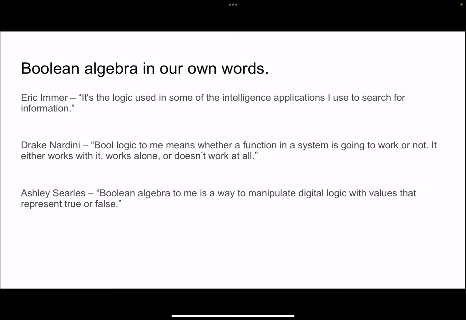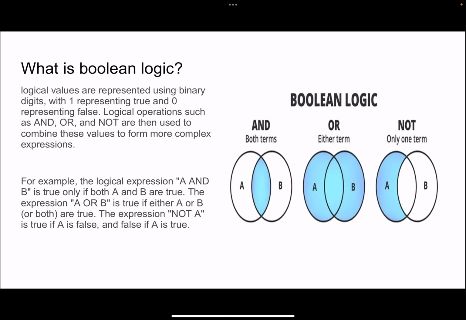Boolean algebra in our own words. Eric says it's the logic used in some of the intelligence applications I use to search for information. I say Boolean logic to me means whether a function in the system is going to work or not: either works with it, works alone, or doesn't work at all. And Ashley says Boolean algebra to me is a way to manipulate digital logic with values that represent true or false.